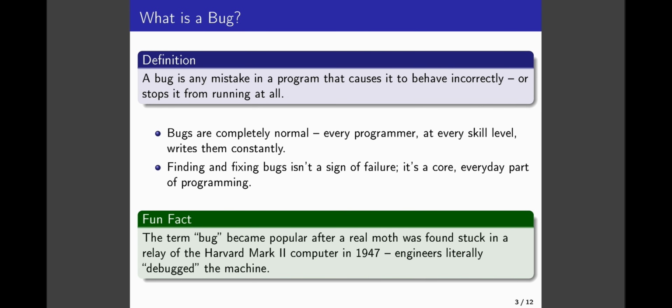So starting with the basics, what exactly is a bug? A bug is any mistake in a program that causes it to behave incorrectly or stops it from running at all. The really important thing to internalize early is that bugs are completely normal. Every programmer at every skill level writes them constantly. Finding and fixing bugs isn't a sign of failure. It's a core everyday part of programming.